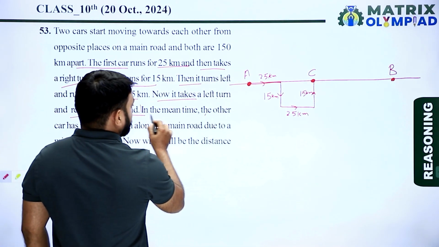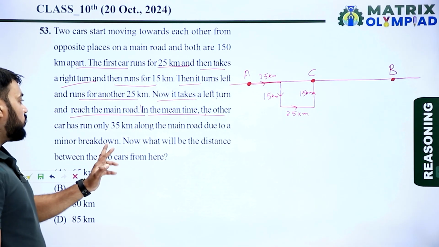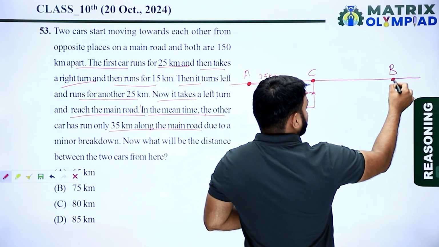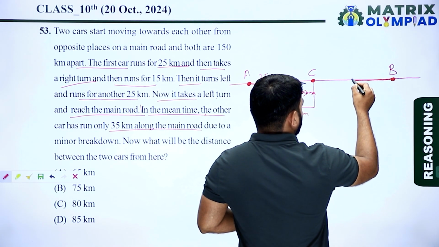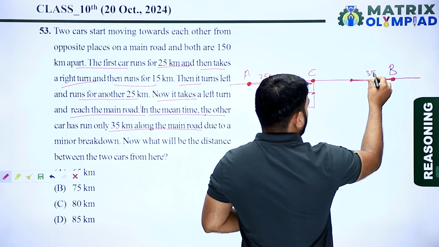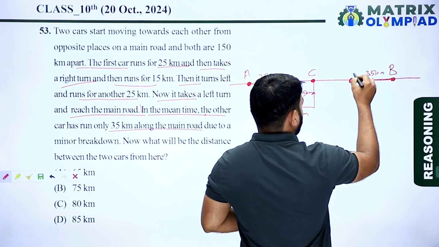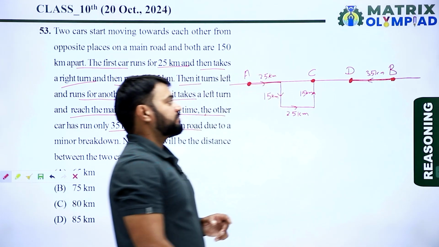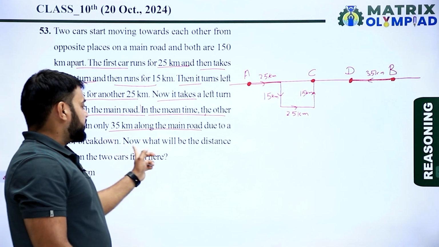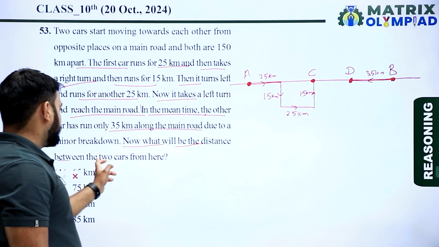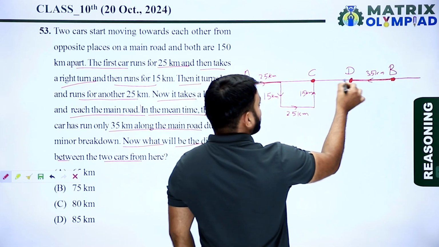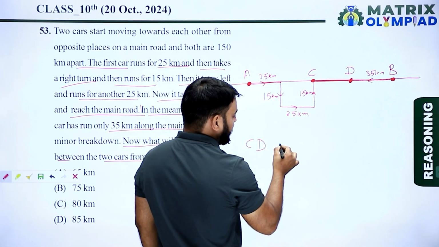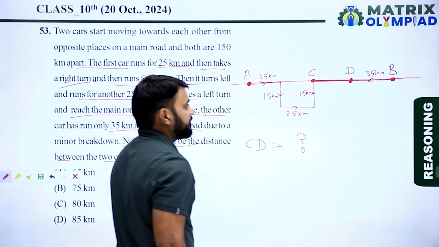नाउ इन द मीन टाइम द अदर कार हैज रन ओनली 35 किलोमीटर अलोंग द मेन रोड. जो कार B है सेकंड कार, वो 35 किलोमीटर ही कवर करती है मेन रोड के अलोंग, कोई माइनर ब्रेकडाउन के कारण. और लेट सपोज कार B अब पॉइंट D पर पहुंचती है मेन रोड पे. नाउ व्हाट विल बी द डिस्टेंस बिटवीन द टू कार्स फ्रॉम हेयर. सो अब यहां से दोनों कार के बीच की डिस्टेंस फाइंड करनी है. सो फाइंड द डिस्टेंस बिटवीन C एंड D. C और D के बीच की डिस्टेंस बतानी है आप.